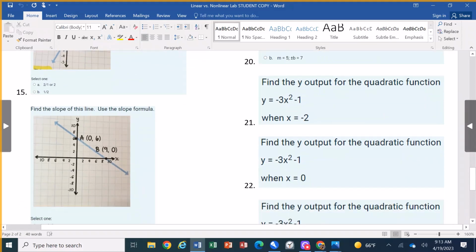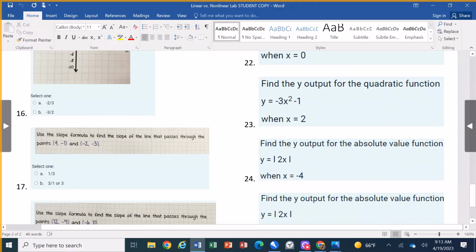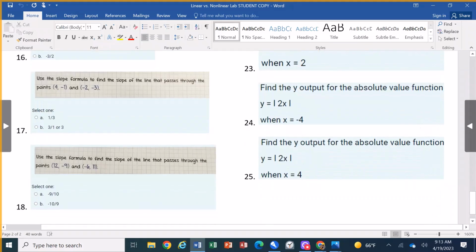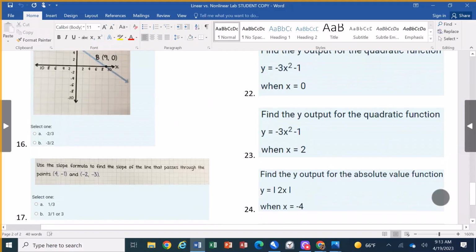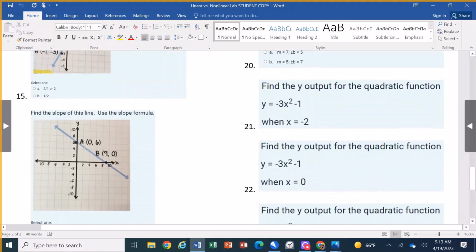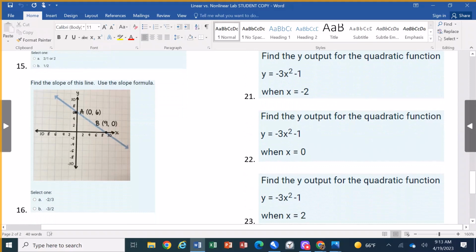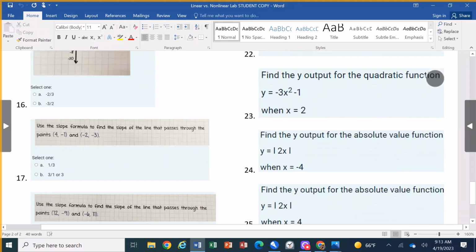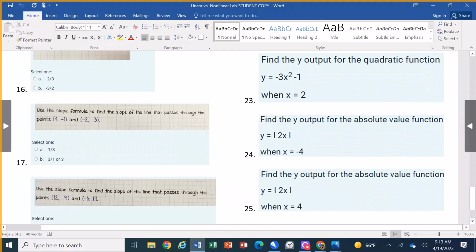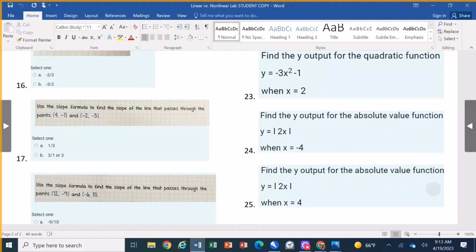So now the last ones on your student copy, 21 through 25, deal with quadratics and absolute values. I couldn't remember if I'd put any of the graphs on here or not, but looks like I did not. I might throw one or two of those on the final for you, but for now, I just want you having practice working the function with your input to get your output. So y equals negative 3x squared minus 1 for these, and then positive 2x for those.